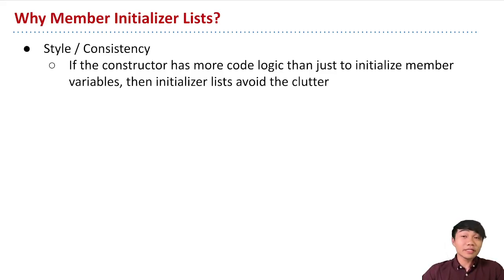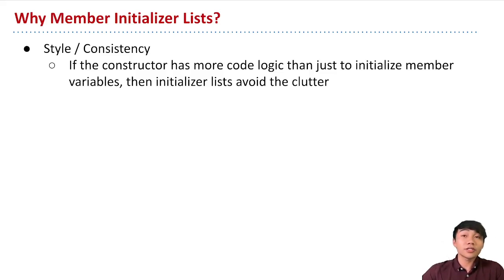Well, one reason that we do this is for stylistic reasons. To reduce the clutter of having to potentially initialize a lot of member variables in your constructor, we can consolidate all of those assignment statements into something more succinct, like one or two lines of member initializer list notation. This makes it a little bit easier to read the other code logic that you might have in your constructor, like if you're doing something other than just setting the member variables to some value.